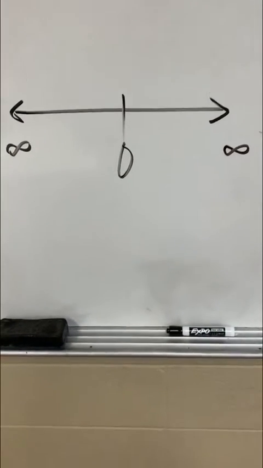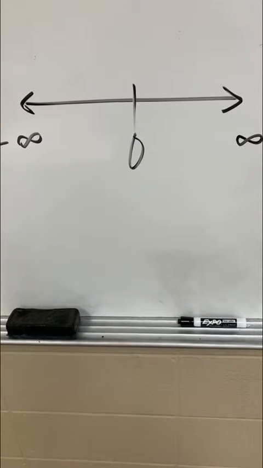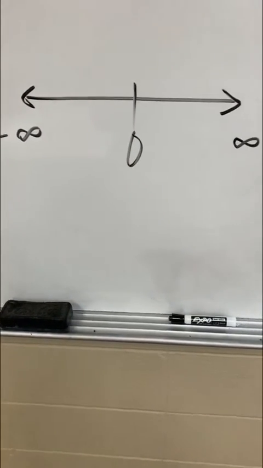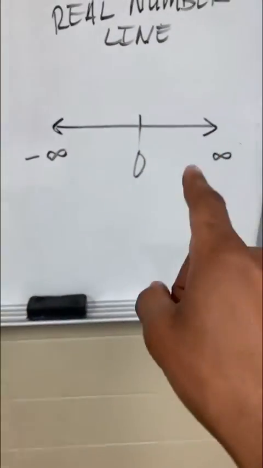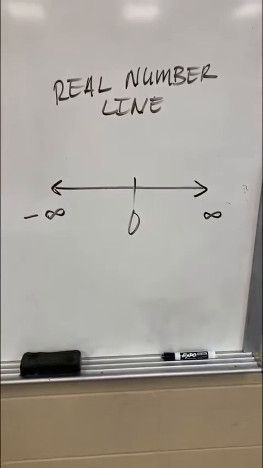That would include positive numbers, negative numbers, whole numbers, fractions, decimals, and irrational numbers, something like the square root of 2 or pi or e, anything. If you can find its location anywhere along this line, you're looking at what we call a real number.